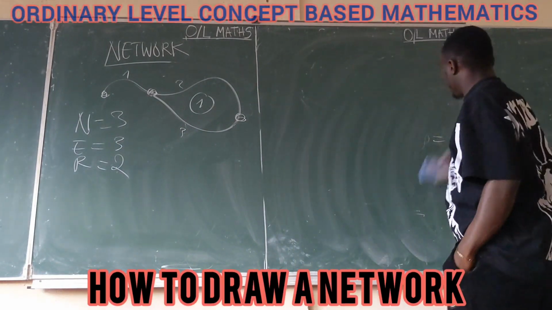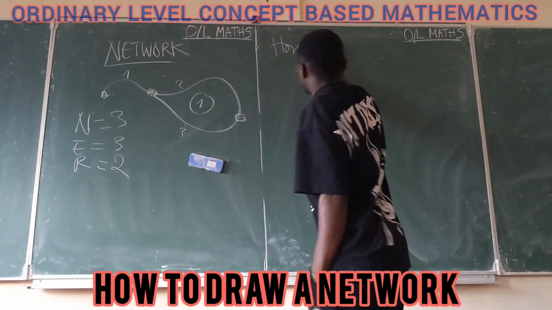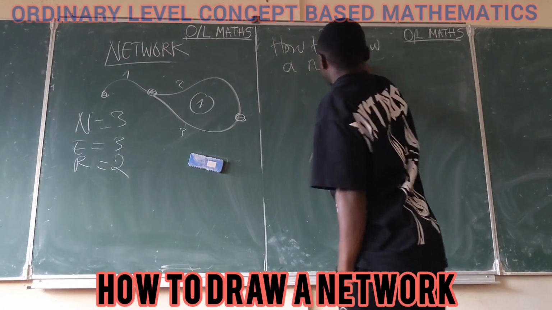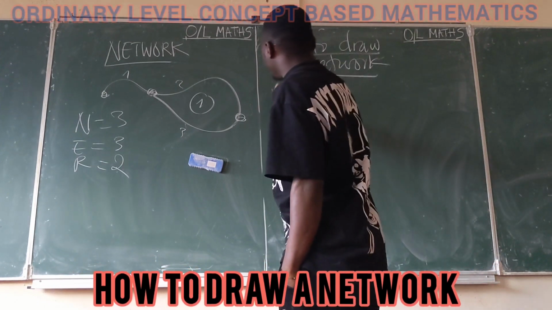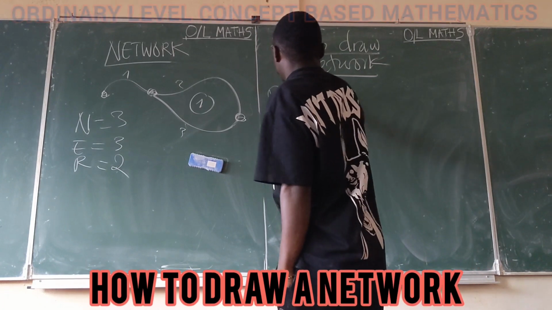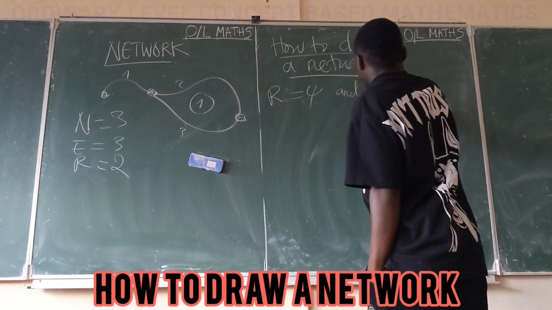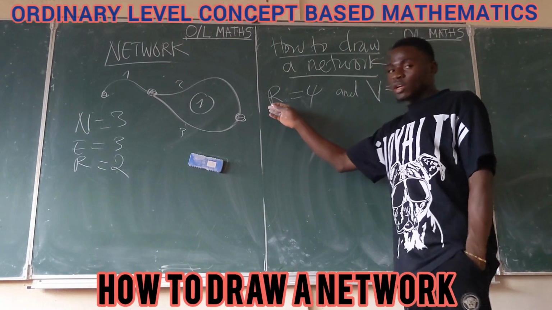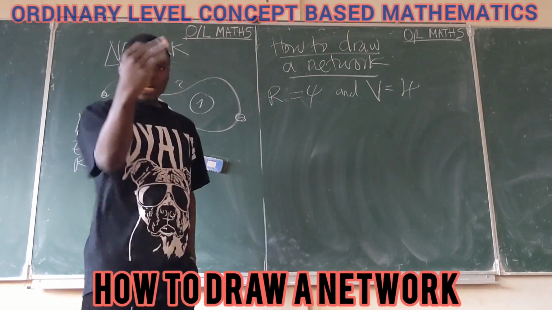So to this effect, we are going to look at how to draw a network. Now, the GC board can come and give you data. For example, they can tell you that the number of regions in the network is 4, and the number of vertices or nodes is 4. You should draw a network that has 4 regions and 4 vertices. It is simple, and you can do this just by a trial and error method.